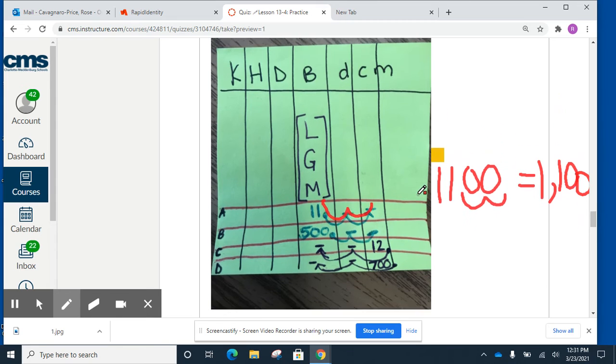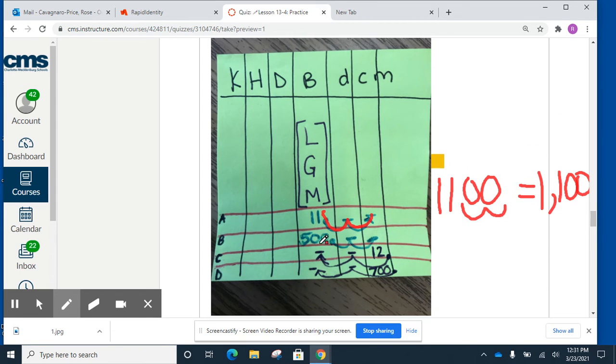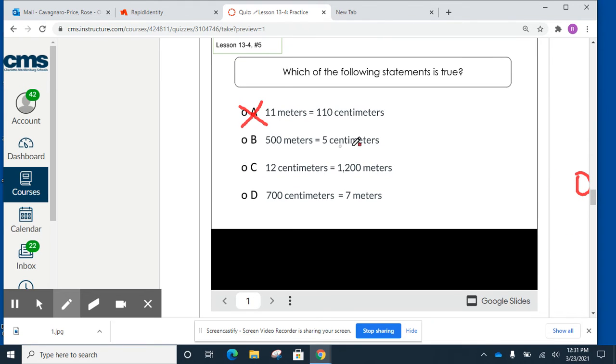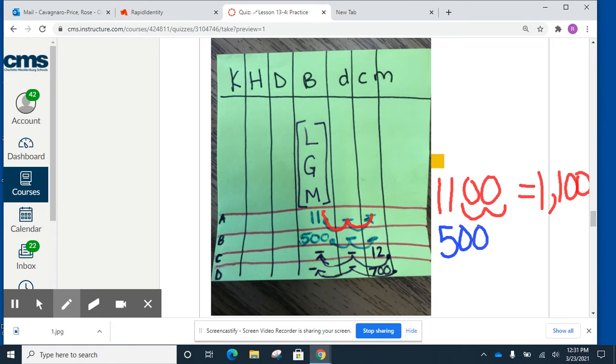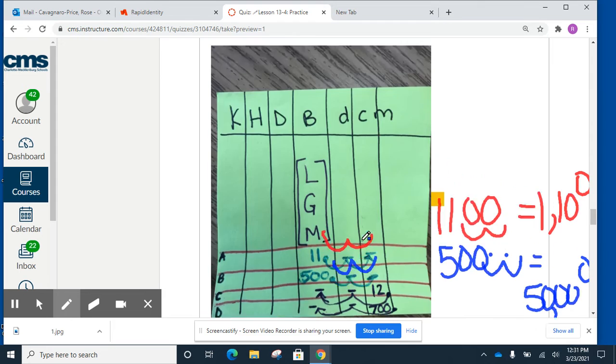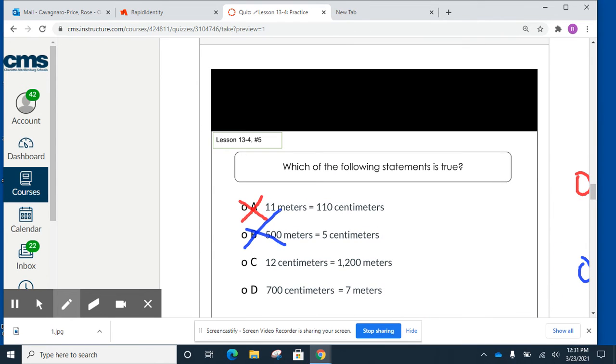Let's check out letter B. Letter B said 500 meters is equal to 5 centimeters. Well, let's see. I've got 500 meters. And let's see if it's equal to 5 centimeters. From meters to centi is 1, 2. So I have 500. I have to jump 2 more. 1, 2. I have my 500, but now I still have 2 more. That's actually equal to 50,000, not 5. So we know that can't be right.